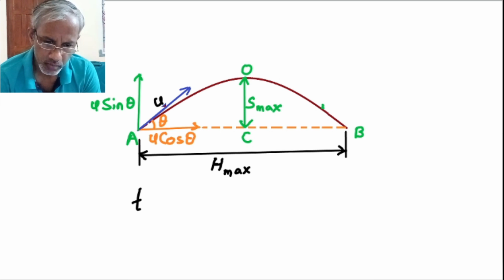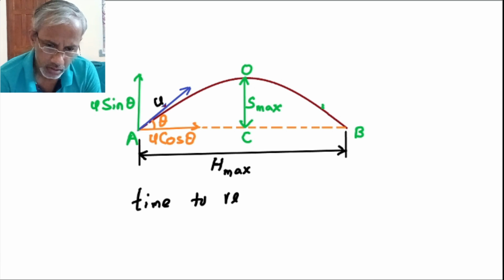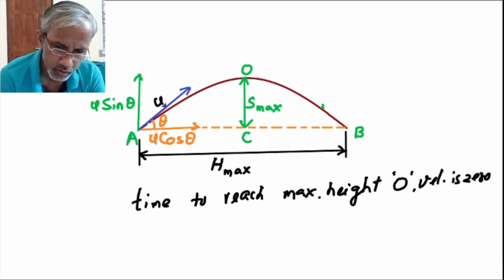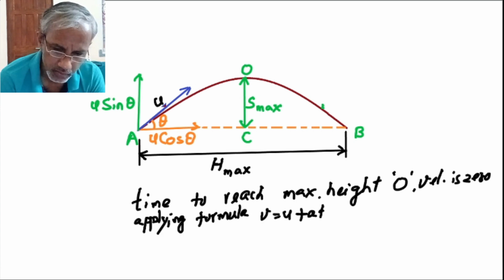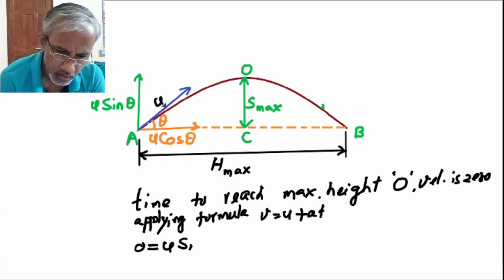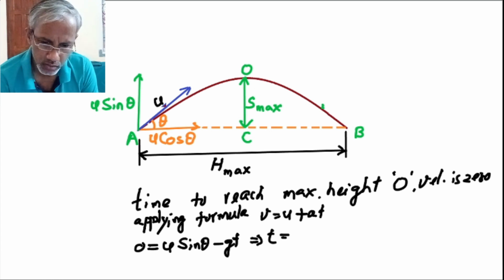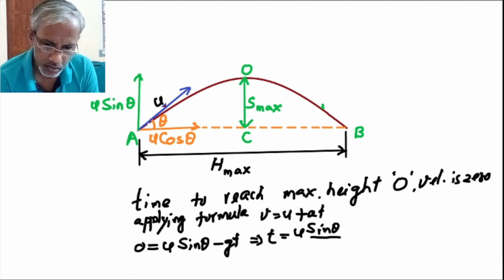So we'll put the formula, final velocity v is equal to u plus at. In this case, at the time to reach the maximum height O, the velocity would be 0. So v is equal to u plus at, the acceleration here will be negative, so it will be negative g. 0 is equal to u sin theta minus gt. So u sin theta is equal to gt. T is equal to u sin theta by g.